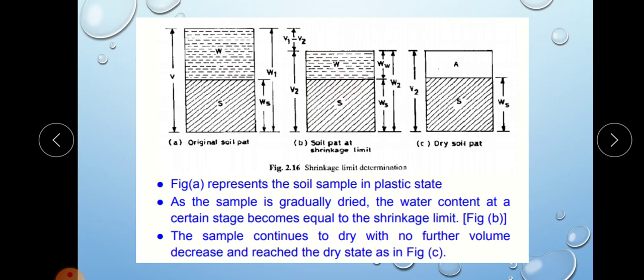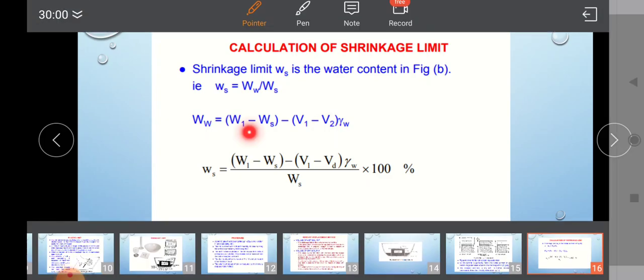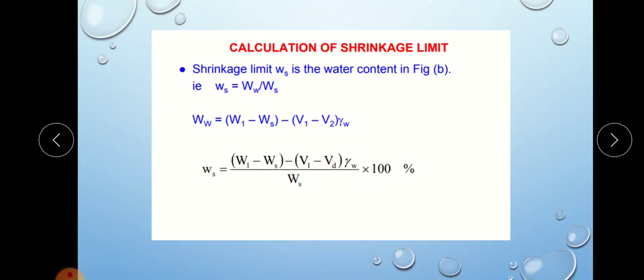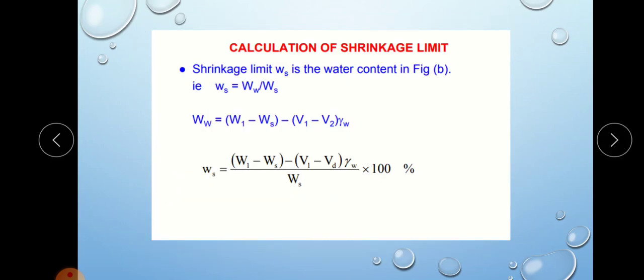Then what will be the weight of water in stage 2? It will be the weight of water in the first stage minus this loss. It is expressed by this equation: W1 minus Ws is the weight of water in the first stage, and V1 minus V2 into density of water is the loss of water from stage 1 to stage 2. By subtracting, we get the weight of water in the second stage. Then dividing by the weight of solid, we get the water content.